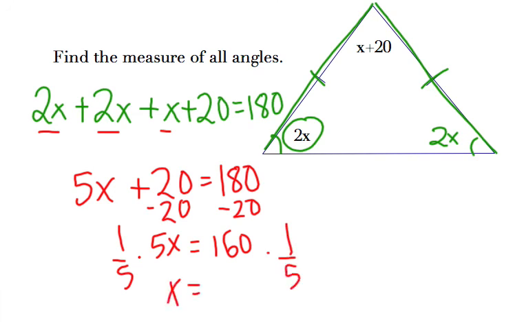X equals 32. So remember, that's not your final answer. 32 plus 20 is 52. And 32 times 2 is 64. And again, 64. And if I add these all up, I get 180. And that's my final answer.